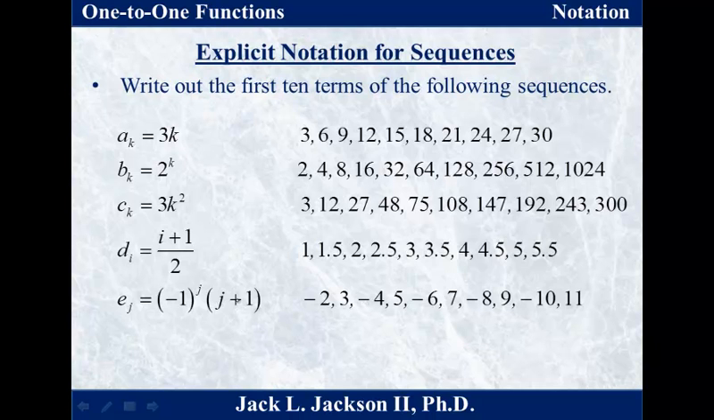And then the absolute value is just the j plus 1. So 1 plus 1 is 2, but it's negative. Then you do 2 plus 1 is 3. So the numbers just go 2, 3, 4, 5, 6, 7, 8, 9, 10, 11, the absolute values, but they alternate signs.